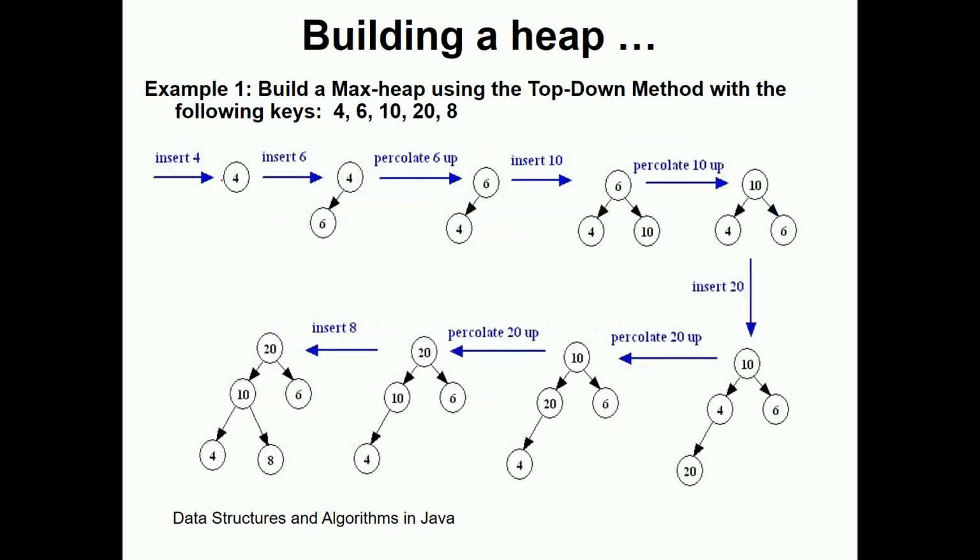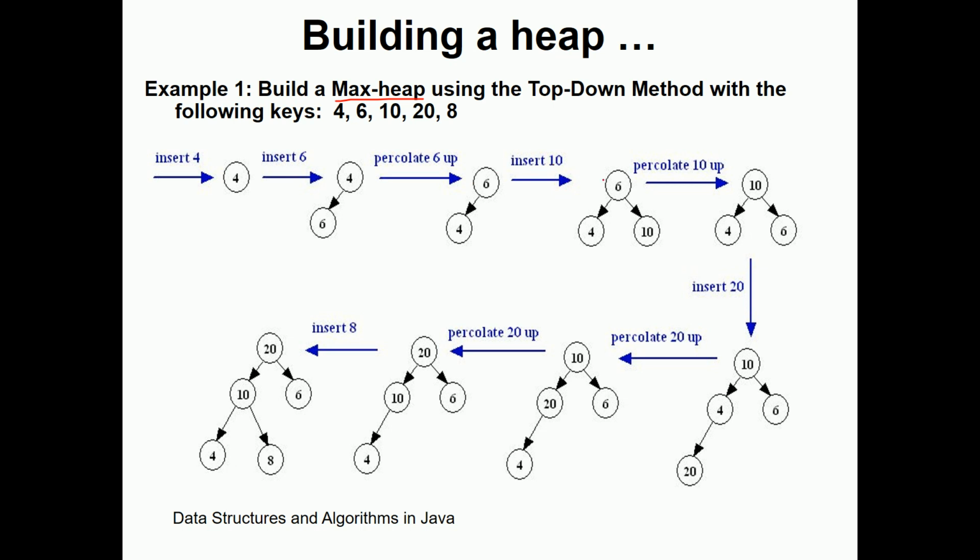So let's look at this example. We insert 4, and then we insert 6, we put it here. This is a max heap, so the maximum is going to be on the top. So we insert this 4 in the beginning, there's nothing to do, and then this 6, then we swap, because they need to swap.